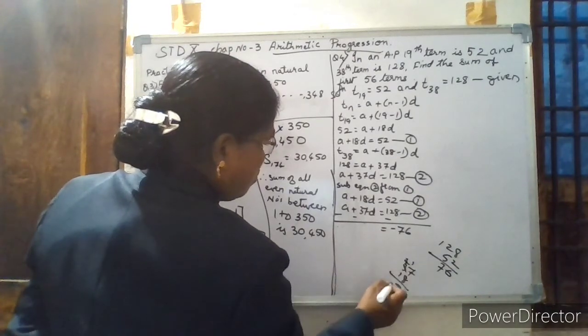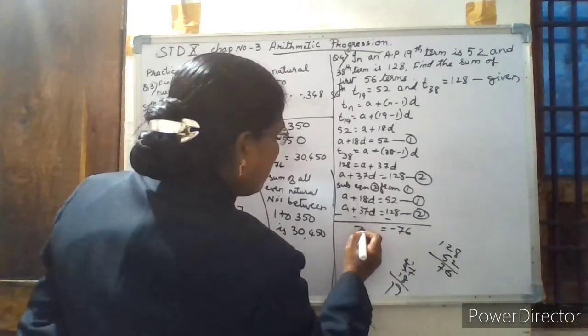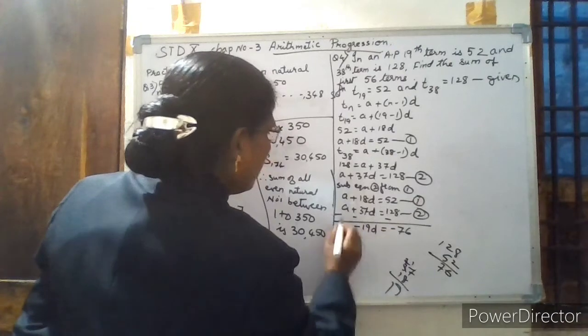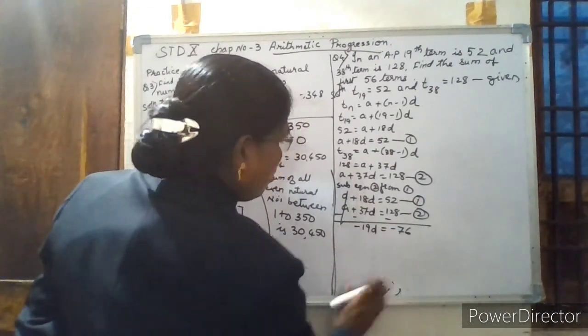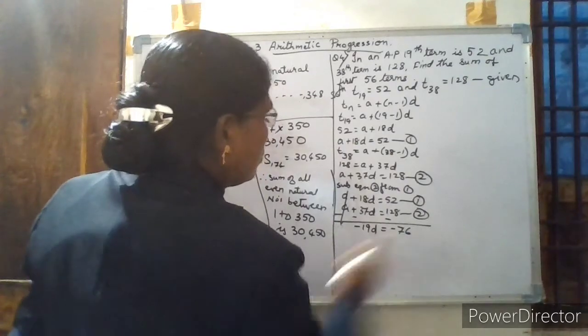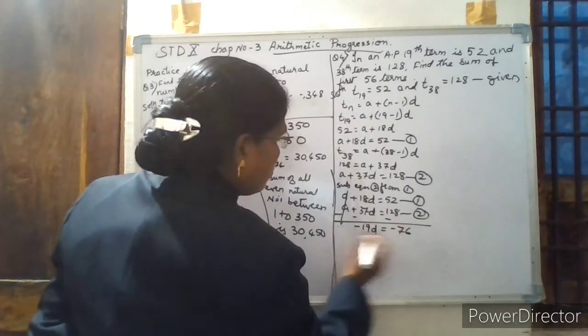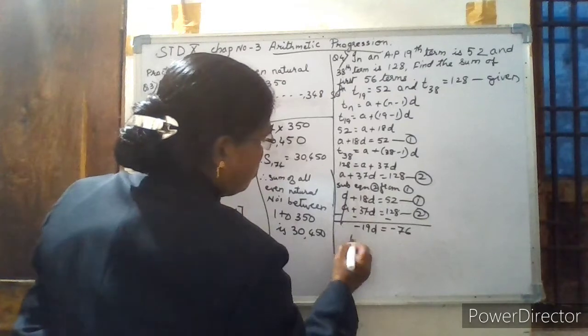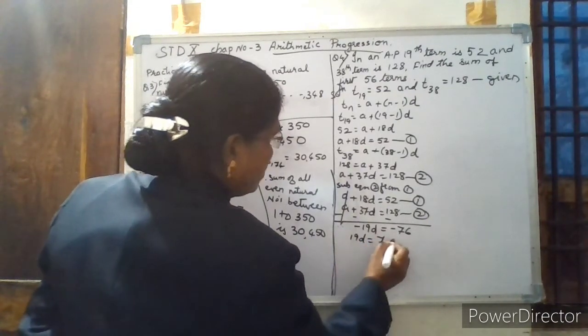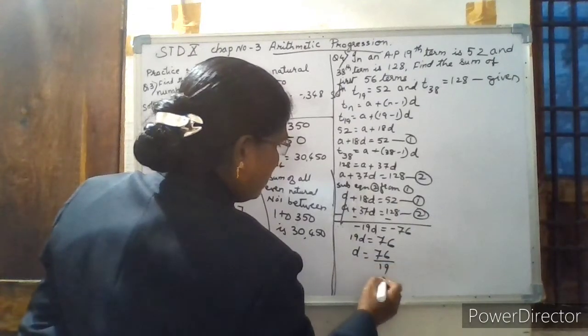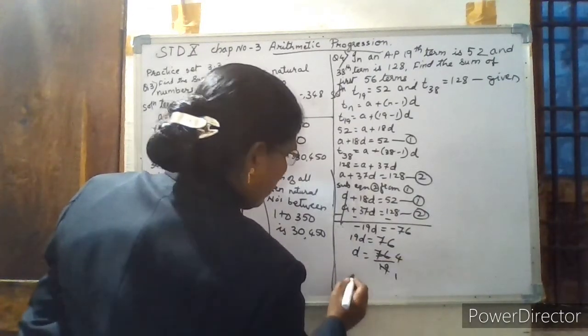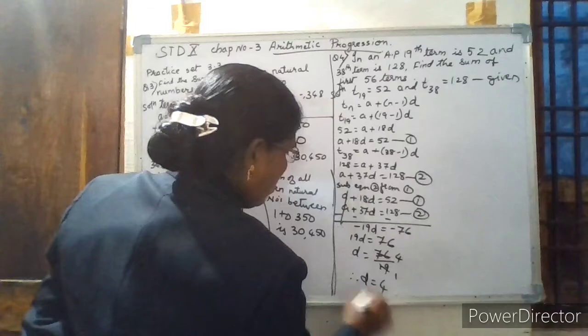This is 2, 2 minus 1 is 1, so 19, again the sign of the greater number, minus 19d left. These two get cancelled. So therefore, here we are left with minus 19d is equal to minus 76. Both sides minus we can cancel, so 19d is equal to 76. So d is equal to 76 by 19. 19 ones are 19, 19 fours are 76. Therefore d value is equal to 4.